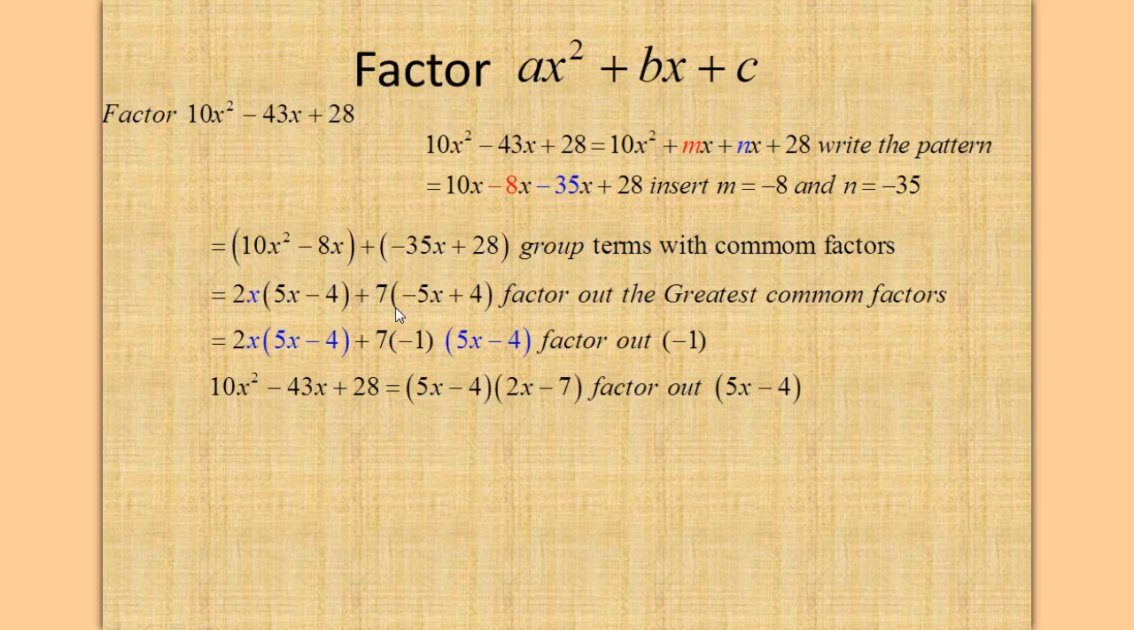Now that leaves me 5x minus 4 and a minus 5x plus 4. Well, I need to factor out a minus 1 here. If I factor out a minus 1, that changes the 5x to plus and the 4 to minus. Then I factor out 5x minus 4, and that leaves me with 2x minus 7. And these are my factors.